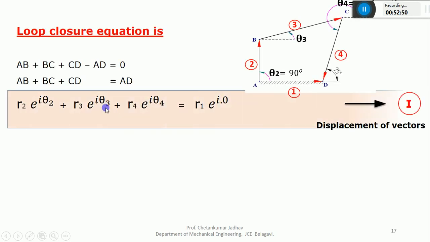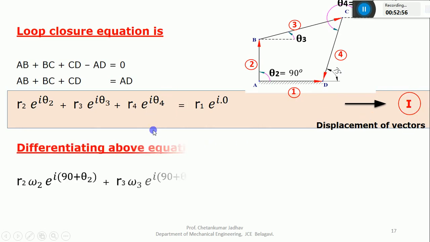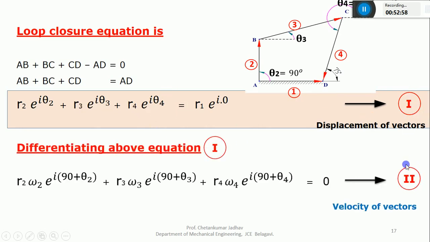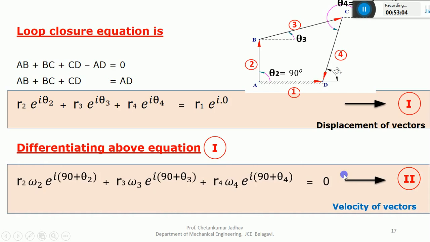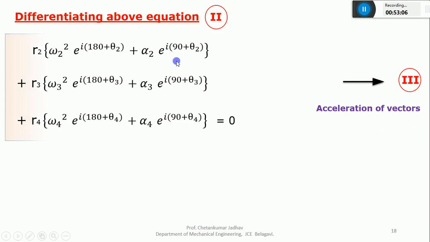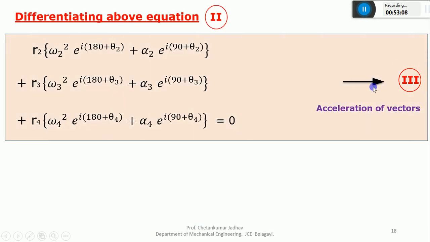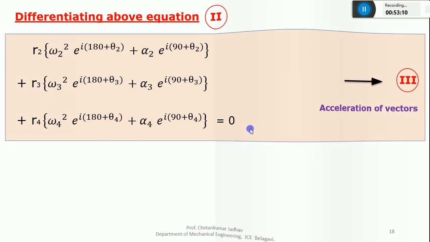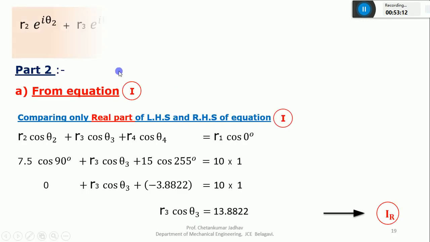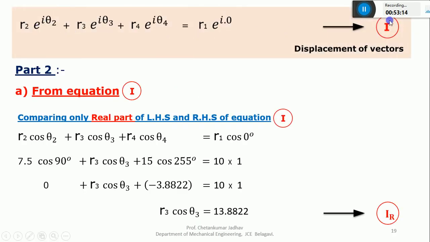So first I got the loop closure equation, that is the displacement, which I gave as equation 1. I'll differentiate this equation 1. You'll get the second vector, that's the velocity vector. Again, you just differentiate this second equation. You'll get acceleration, that is the third equation. You got 3 equations, right? First, I'll consider the first equation, that is the displacement vector.